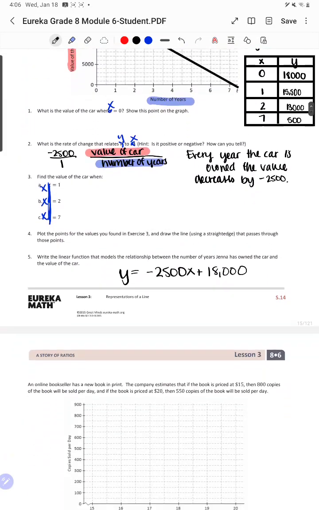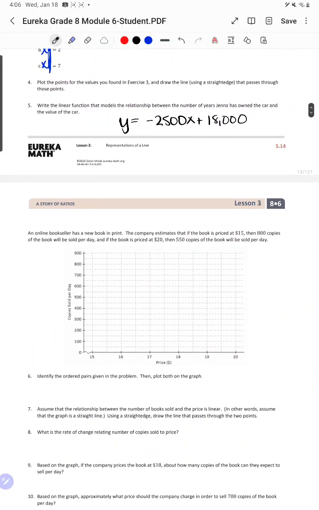All right, for the last one, it says an online bookseller has a new book in print. The company estimates that if a book is priced at $15, then 800 copies of the book will be sold per day. And if the book is priced $20, then the 550 copies of the book will be sold per day.